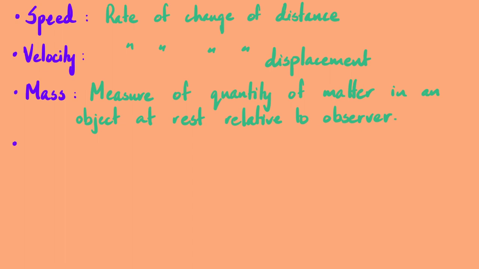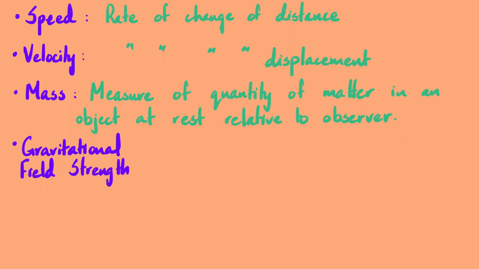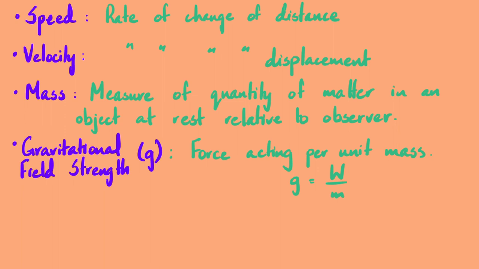So weight is obviously the gravitational force, so it's not really asked as a definition. What is asked as a definition is the gravitational field strength, which is known as small g, and this is defined as the force acting per unit mass. In the form of an equation, it looks like this. So either you might have this written as F over m or as W over m. Hence the equation W equals mg.